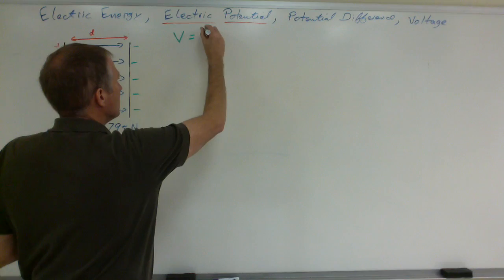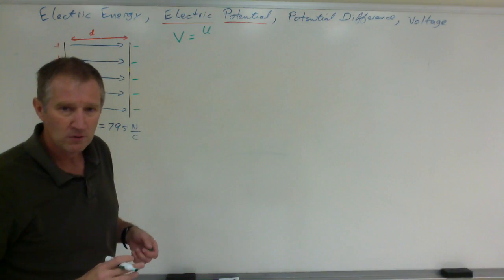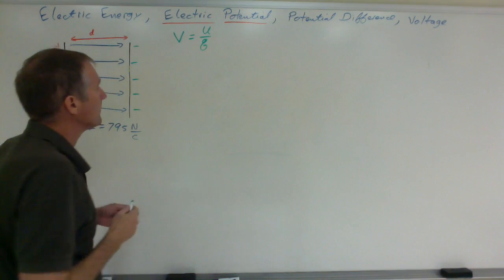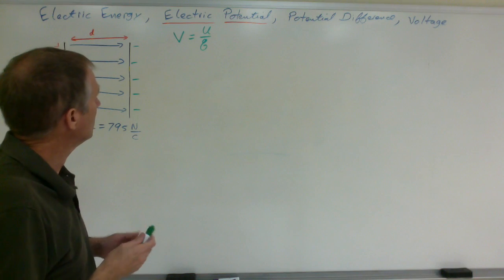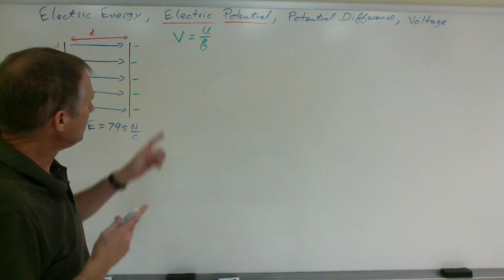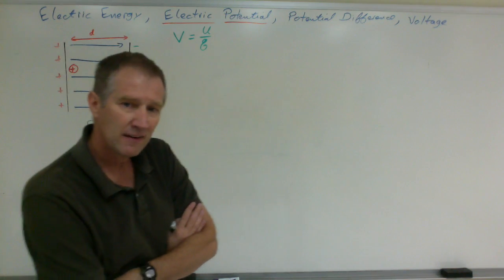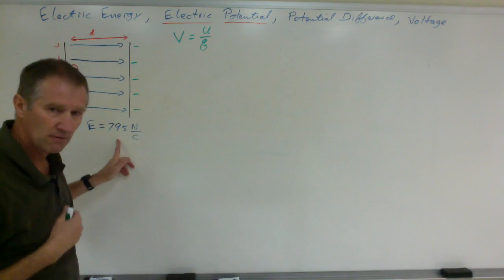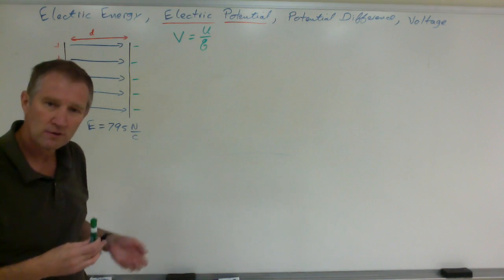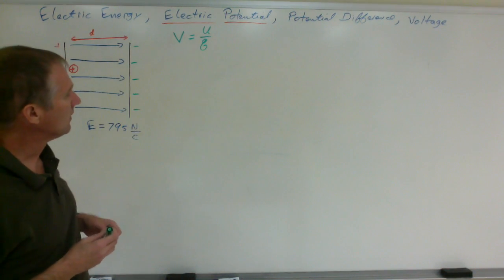Defined as potential energy, we use a U, remember, for potential energy, per unit charge. The nice thing about all of these values is that they are scalar. They're not vectors. This is a vector, and in fact, it can get rather nasty, dealing with electric fields. And of course, electric force is a vector. But these are scalar. Energy is a scalar quantity.